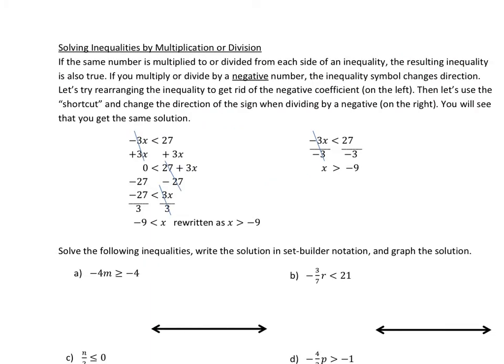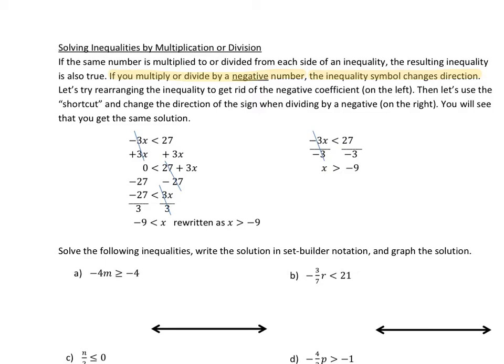Solving inequalities by multiplication or division. If the same number is multiplied to or divided from each side of an inequality, the resulting inequality is also true. If you multiply or divide by a negative number, the inequality symbol changes directions. Let me go ahead and try and prove that to you.